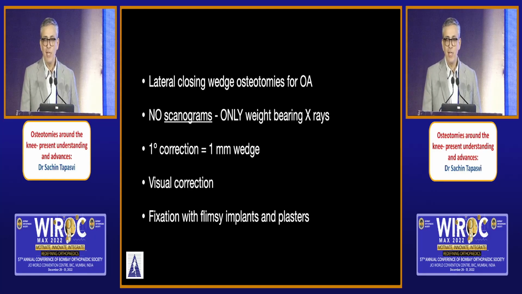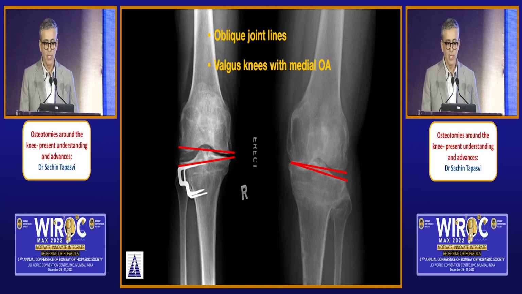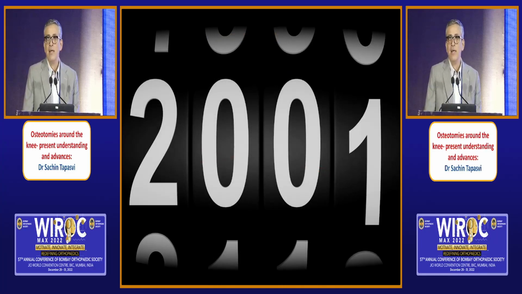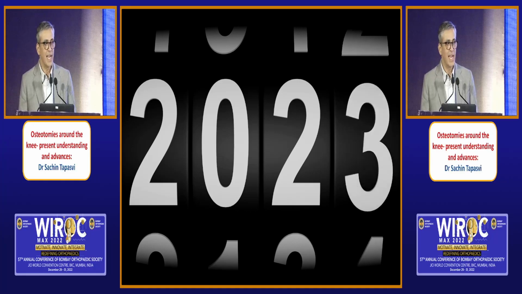It was all visual, and we had fixation with implants which were very flimsy and only plasters. What we ended up with was basically oblique joint lines, and we tended to put the knee in valgus, which then later on progressed, and a lot of patients ended up with a valgus knee with a medial compartment osteoarthritis. So fast forward to 2023, where do we stand today?